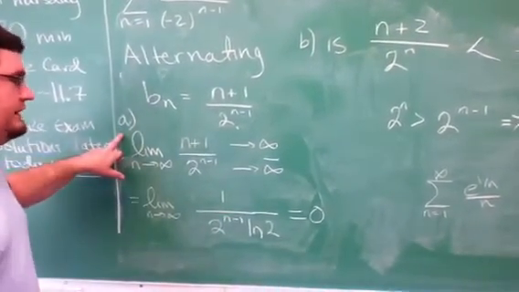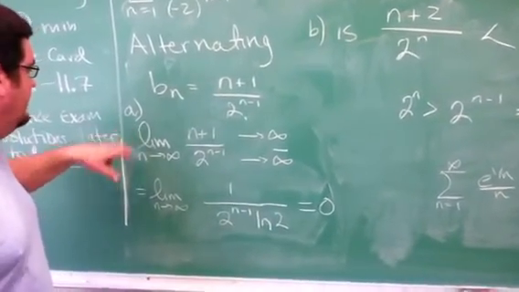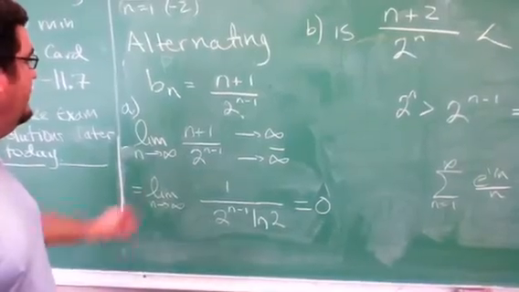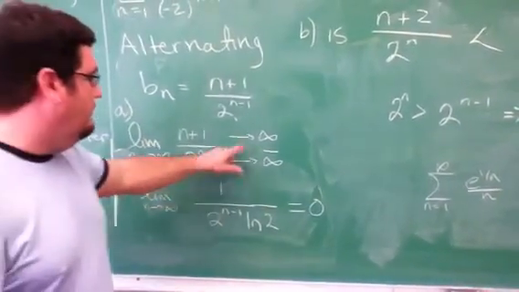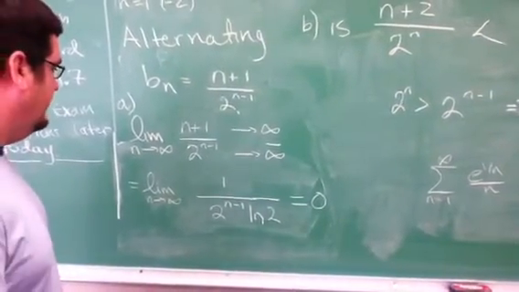And the first step then is we need to determine the limit and make sure that the limit actually goes to 0 for this test to work. So we take the limit as n approaches infinity of our b_n. We get infinity over infinity. So at this point we apply L'Hopital's rule.